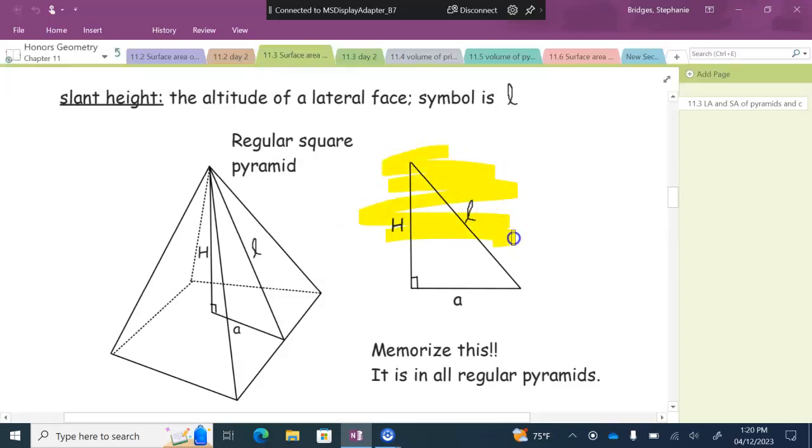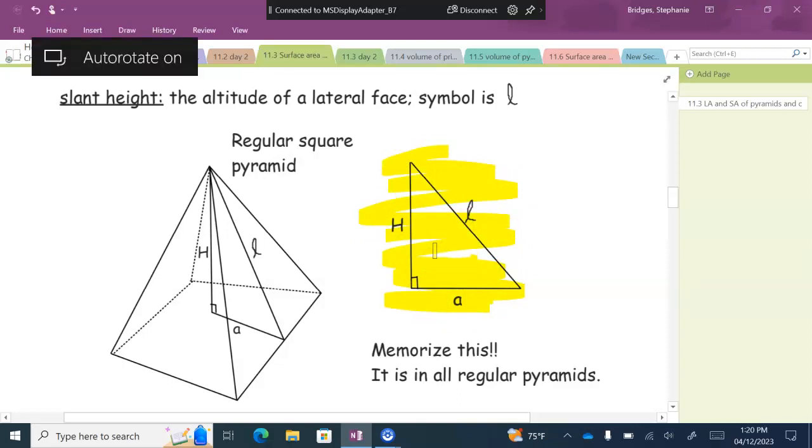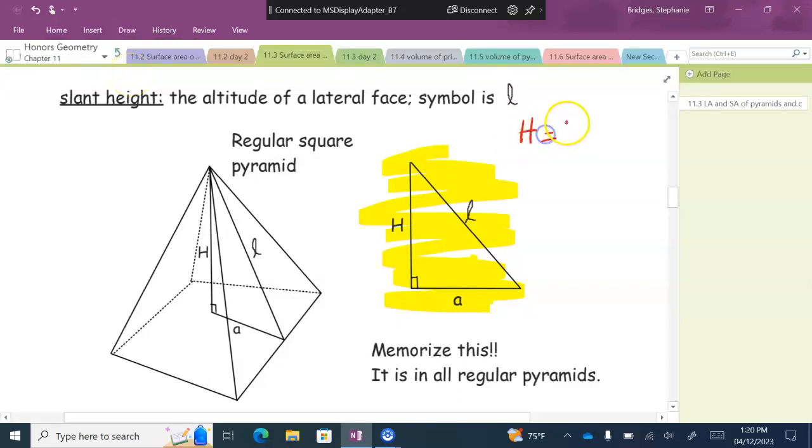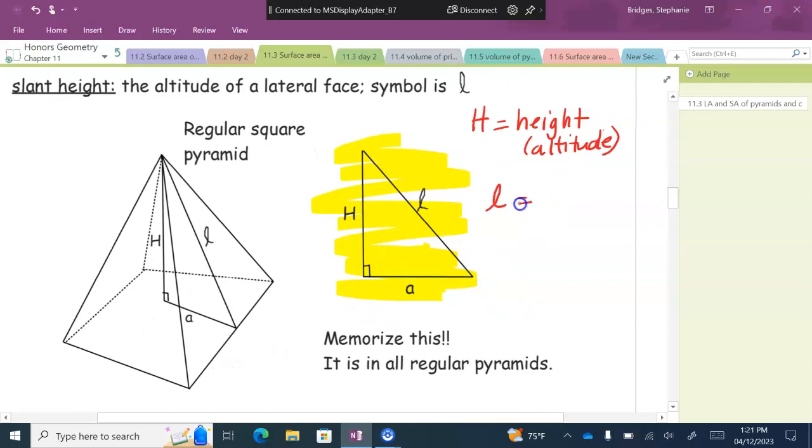This is the triangle you need to memorize. That is what we are going to be using when we need to find certain parts of our pyramid for our formula. And I'm just going to write what everything means. The capital H is the height of the pyramid, which is the same thing as the altitude. The italicized L, or the lowercase l, that is a little slanted, is called my slant height.